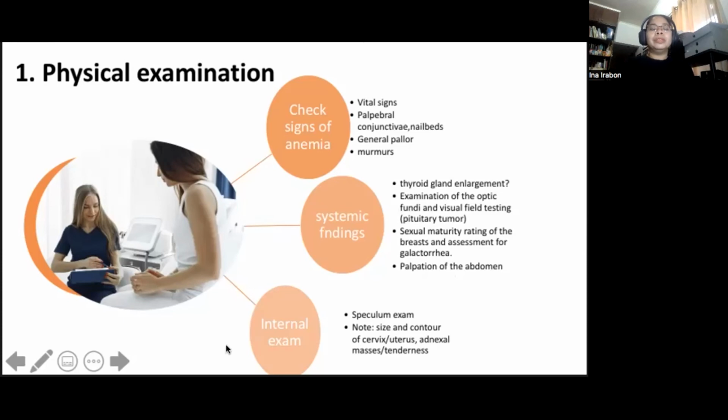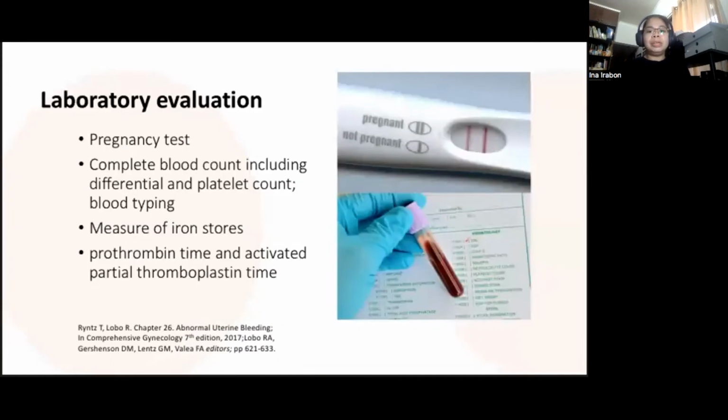Okay. So for the internal exam, we have to do a speculum exam and internal exam to note the size and contour of the cervix and the uterus and adnexal masses or tenderness. Now, for the laboratory examination, as I've already mentioned, it's very important that we rule out pregnancy first, especially in a patient of reproductive age.